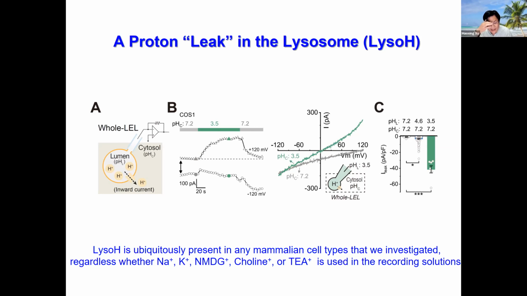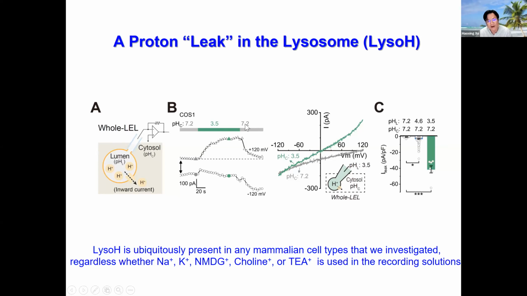So the proton gradient is the only thing that matters. Other cations like sodium and potassium do not affect the current. So this is presumably the lyso-H current. In all cell types we looked at, HEK cells, human fibroblasts, primary neurons, all cell types have this lyso-H current. So we want to find the protein responsible for lyso-H.